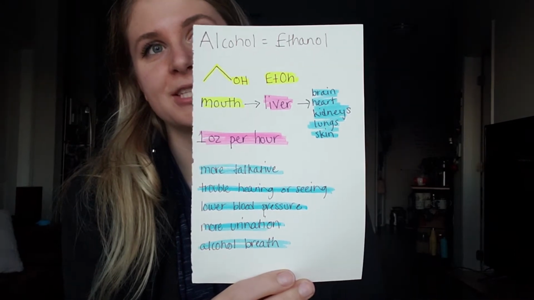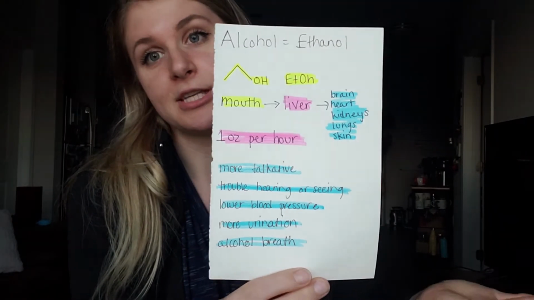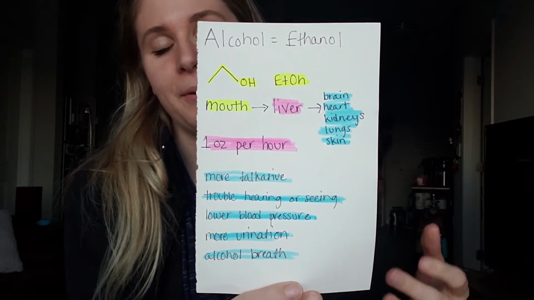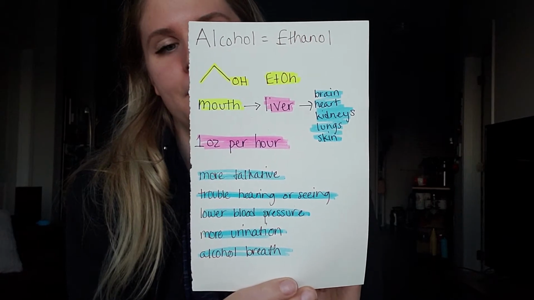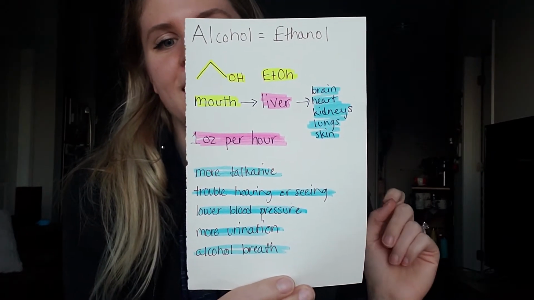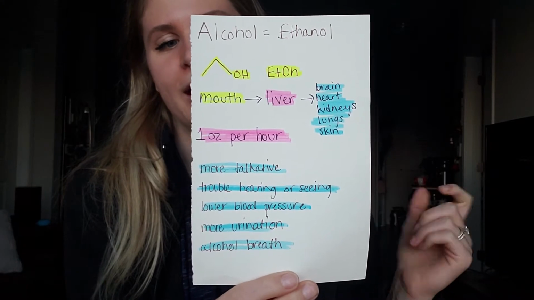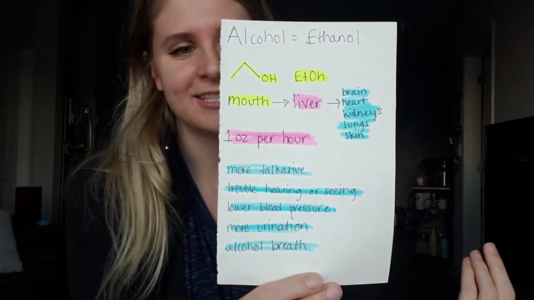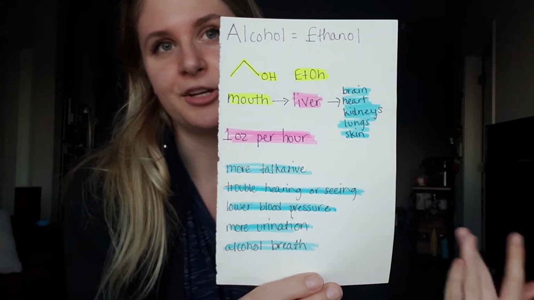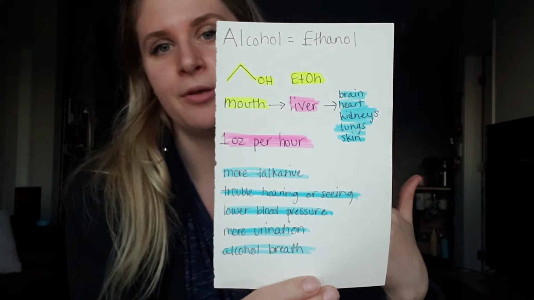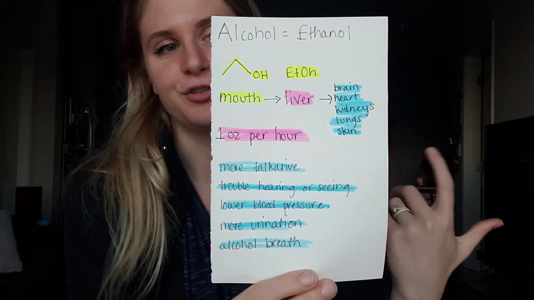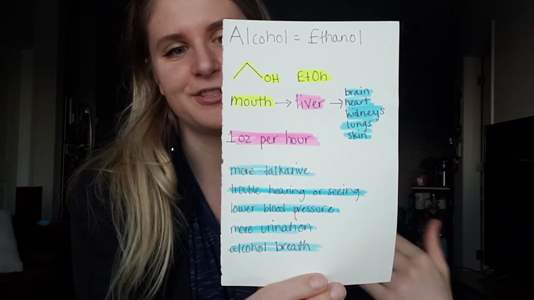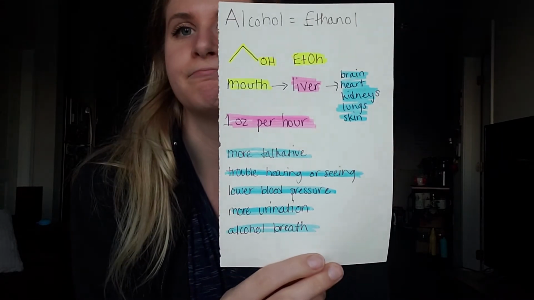The average person, and it's all depending on your size and your gender, this is gonna be different. But on average, the liver metabolizes alcohol at 1 ounce per hour. If you drink more than your liver can metabolize, that's when your blood and your body alcohol content go up, and that's when you start to feel drunk because your body is not processing the alcohol fast enough, so you get impaired.